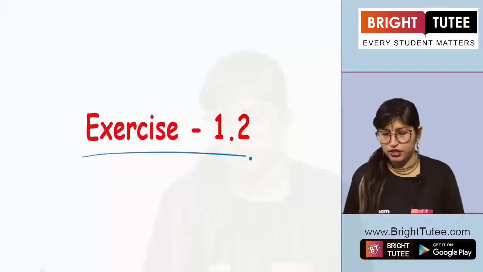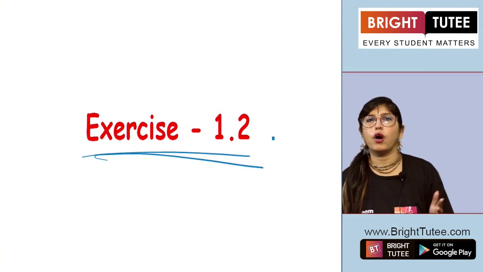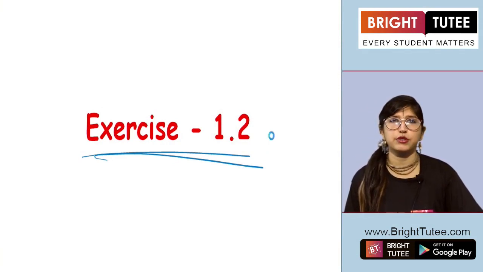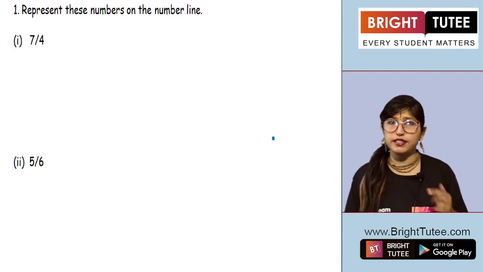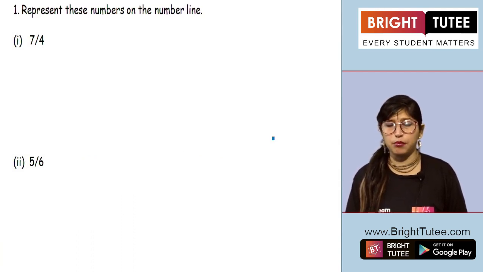So in today's video, we'll be learning about exercise 1.2, and how to solve its questions. Let's start with the very first question of exercise 1.2, which is the last exercise of this chapter. We need to represent 7 by 4 on the number line.